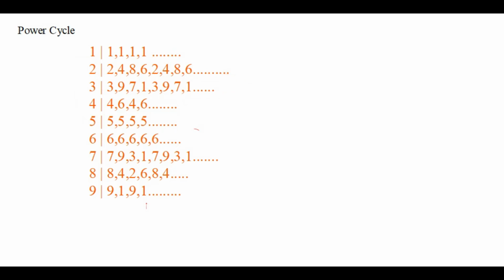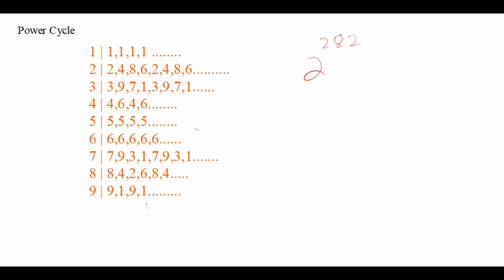And what is the applicability of the power cycle? For example, if I say here is a 2 with a big power, can you multiply that? Can you tell me what the last digit of it would be? It would be very hard to multiply. Even your calculator would not tell you the last digit. It would tell you in this form, with power 8 and this. So here is the applicability of the power cycle.